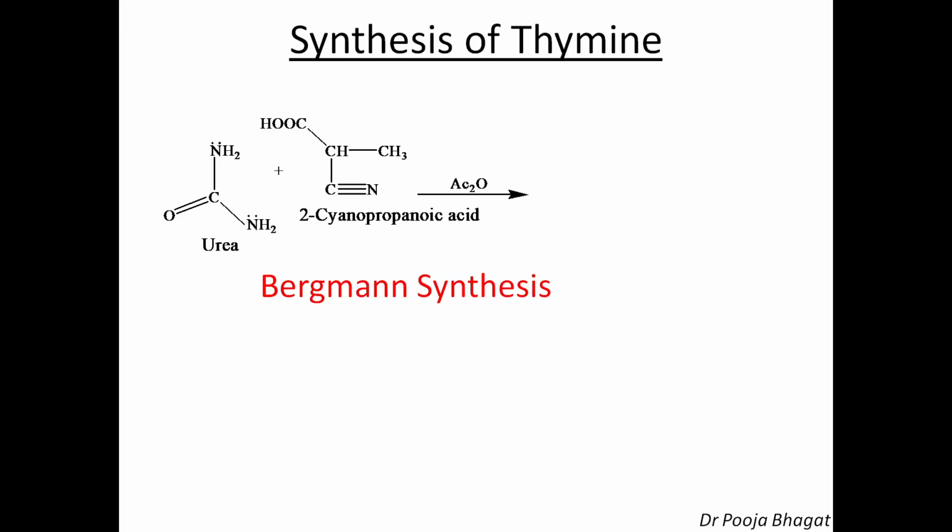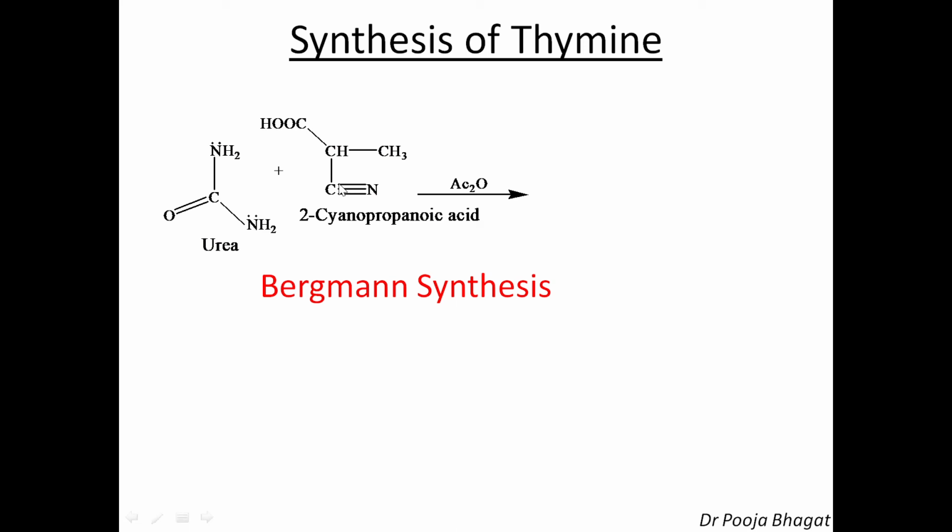Then next, synthesis of thymine. How can we synthesize thymine? This is urea. Now the name of this compound, if you can see 1, 2, 3: this is propanoic acid, and at the second position a cyano group is there. So it is 2-cyanopropanoic acid.